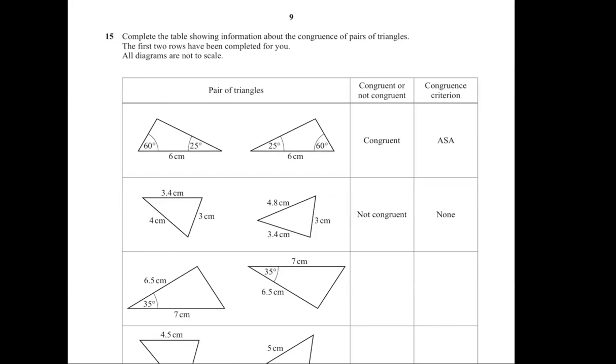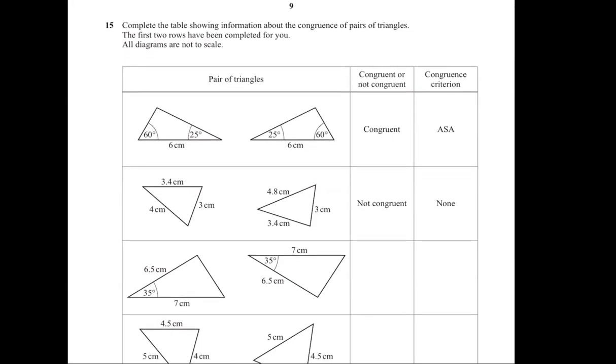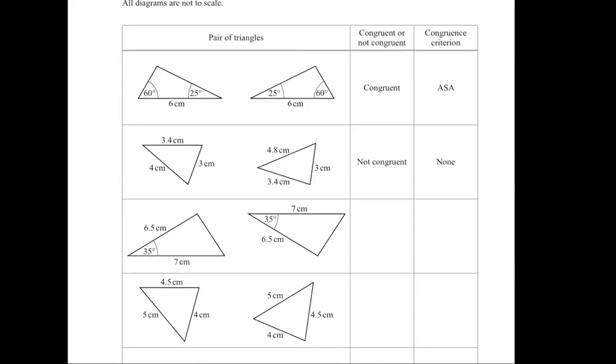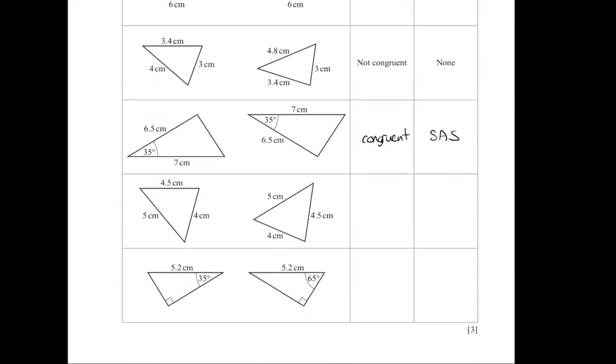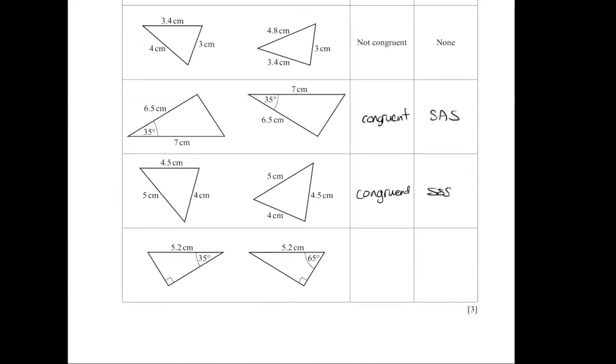Complete the table showing the information about congruence of pairs of triangles. The first two rows have been completed for you. All diagrams are not to scale. So here you can see congruent, not congruent. This one most likely is congruent, because it is side, angle, side. And then here, these are congruent, side, side, side. And then this one is not congruent, so none. Because it's not congruent, you don't need a reason.